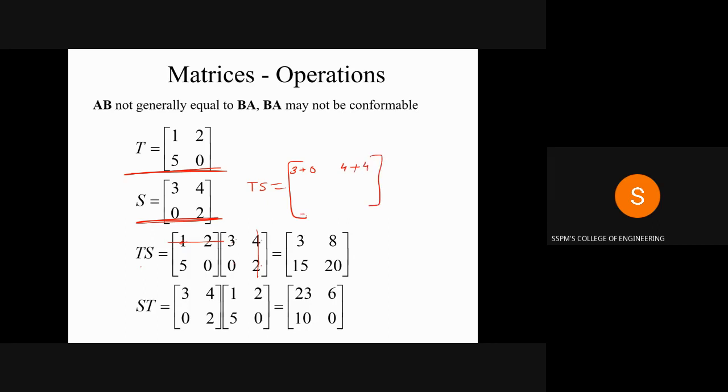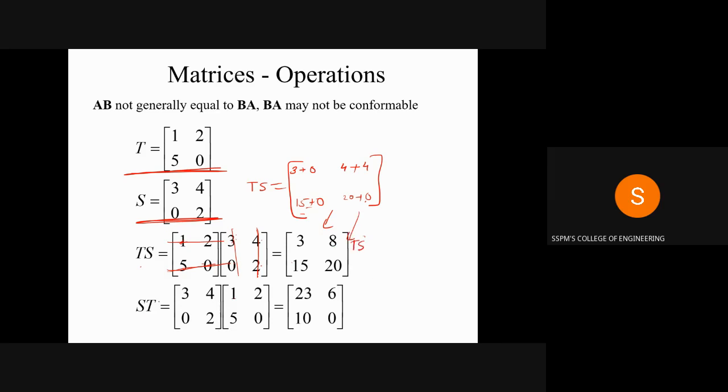Now for this element, second row, first column: that is 5 into 3, 15, plus 0 into 0, that is 0. For this element, we calculate second row, second column: that is 5 into 4, that is 20, plus 0 into 2, that is 0. So what is the result? 3, 8, 15 plus 0 is 15, 20 plus 0 is 20. So this is TS. This is the value of TS.